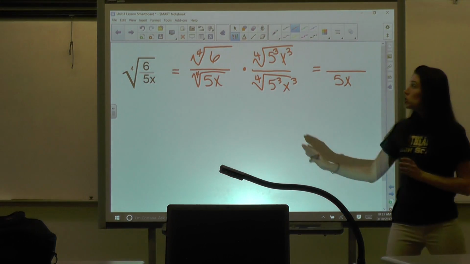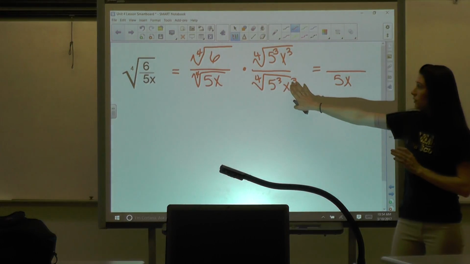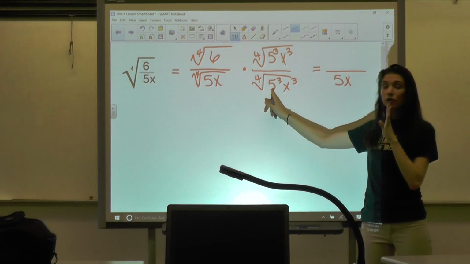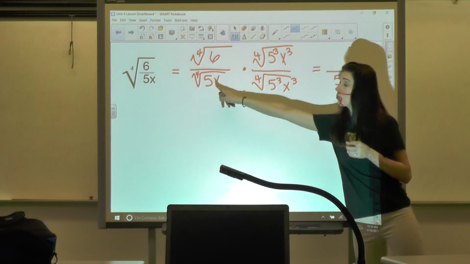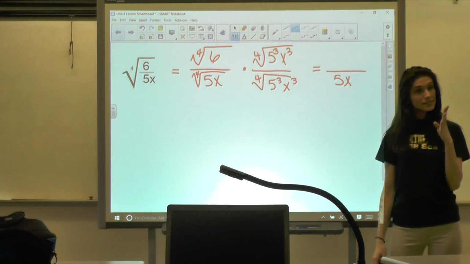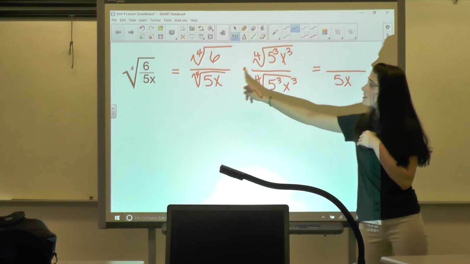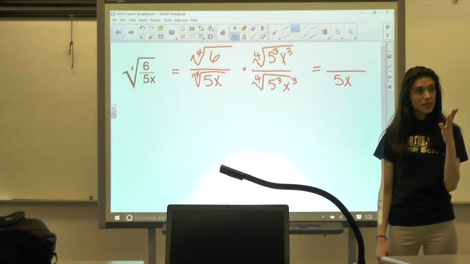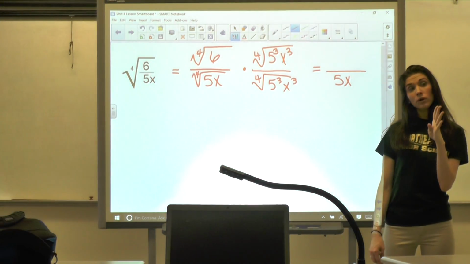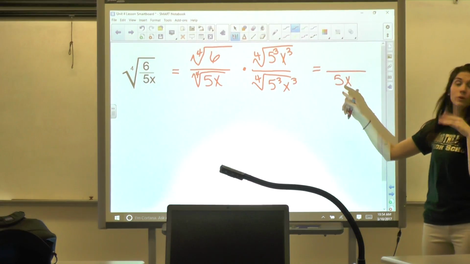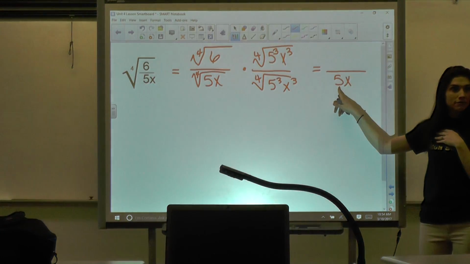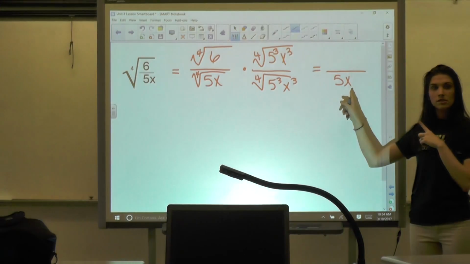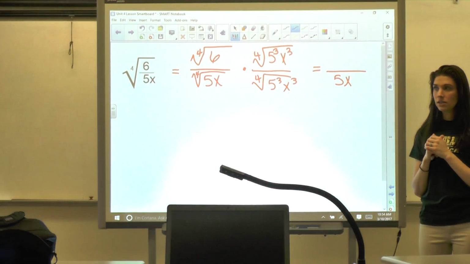Okay? So for this, you now have 4 5s on the bottom. I've got 3 5s here, 1 5 here. I have 4 x's on the bottom. So I have 3 x's and 1 x. That's 4 x's. You have to have 4 of something to bring 1 out. So you had 4 5s, so you brought out 1 5. You had 4 x's, so you bring out 1 x. Does that make sense?